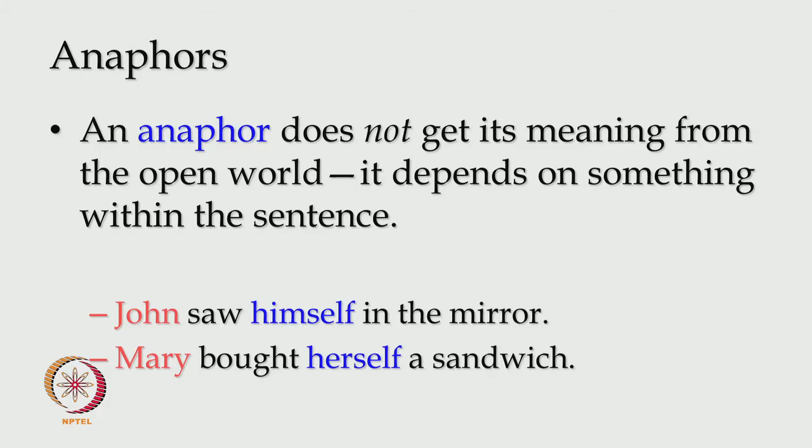So, now let's look at them independently again before we look at these principles and X-bar theory. Okay, so a reflexive or an anaphor does not get its meaning from the open world, unlike the R expression that I just gave you. It depends on something within the sentence. And I want to draw your attention in particular, when we say within the sentence, we don't mean it in a light sense. We mean in the sense of the strict definition of a sentence. See my point?